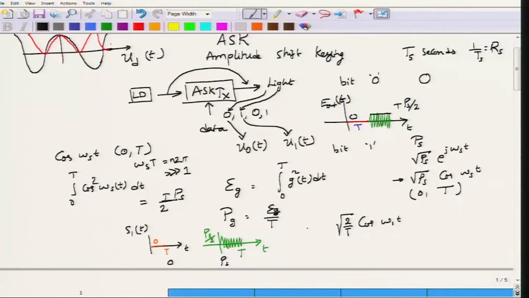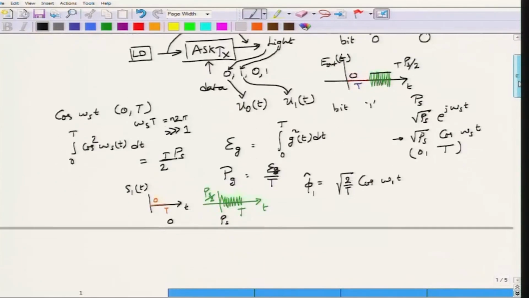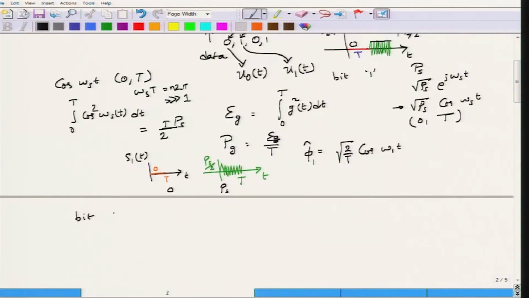As per the previous module, I have to multiply this one by square root of 2 by t, so that this would form phi s1. If you remember, s1 of t was cos omega t. In this case, there is only one signal, so let me just remove this s here and call this phi 1. With respect to phi 1, I can represent bit 0 as 0 into square root of 2 by t cos omega 1 t. This is my vector having a magnitude of 0, and I have a vector 1 which can be defined as square root of Ps square root of 2 by t cos omega 1 t.